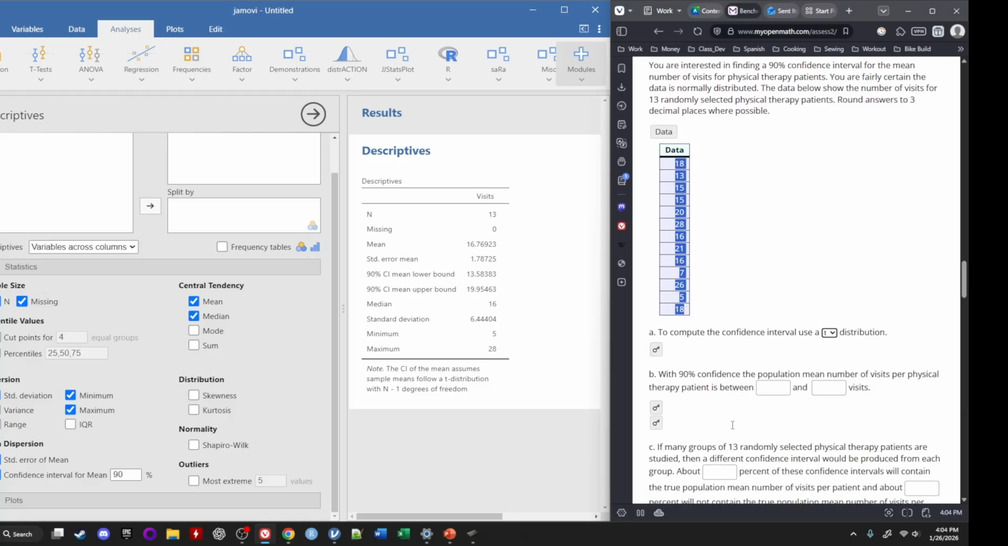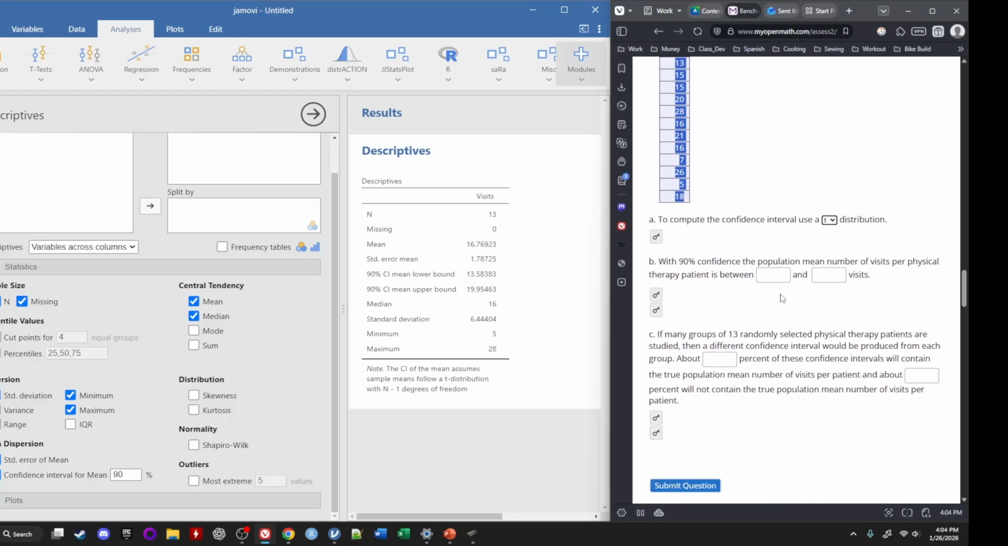Cool. Okay, so now it's asking me, what is this confidence interval? It says 13.58 to 19.95. And when we look at the answers, 13.58, 19.95. Jamovi gave it to us. Fabulous. So now it says if many groups of 13 randomly selected therapy patients are studied, then a different confidence interval would be produced from each group.